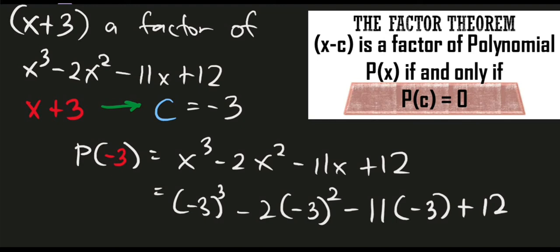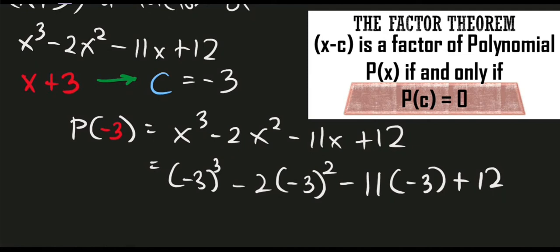Okay? So dito tayo mag-start mag-simplify ngayon. So pag sinimplify natin to, just simplify first our exponents. So it will give us negative 3 cubed. Okay? So negative 3 times negative 3 is positive 9. And 9 times negative 3 is negative 27.